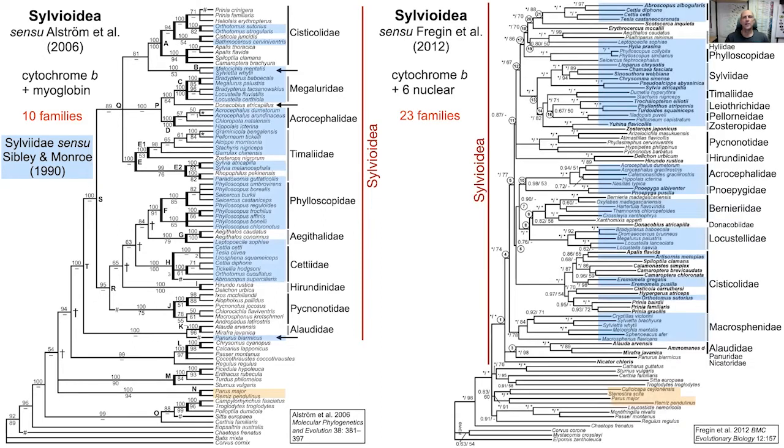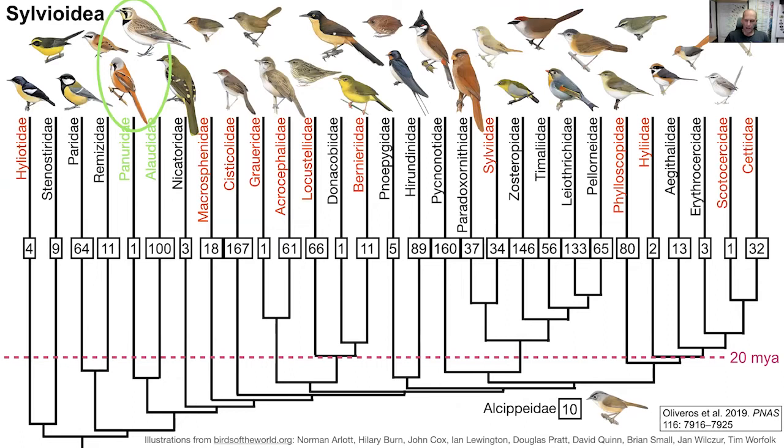A few years later, we expanded both the taxon sampling and the number of loci analyzed. And we concluded that there were actually 23 different families within the Sylvioidea as we defined it. Some years later, this phylogeny was published. So this is based on whole genome data, on so-called ultra-conserved elements, UCEs. And it divides the superfamily into 30 different families.